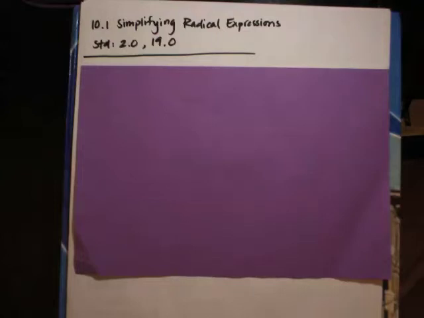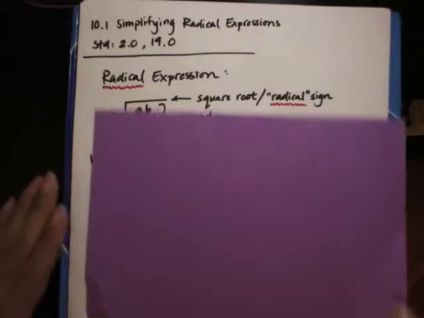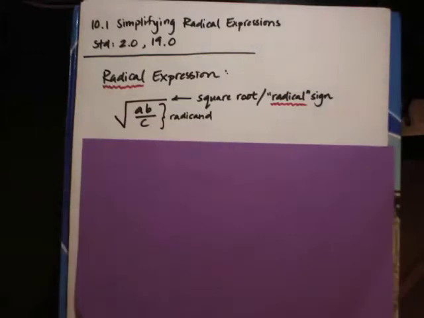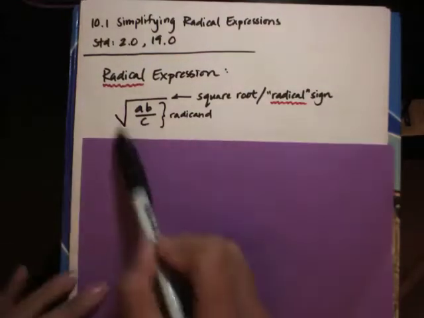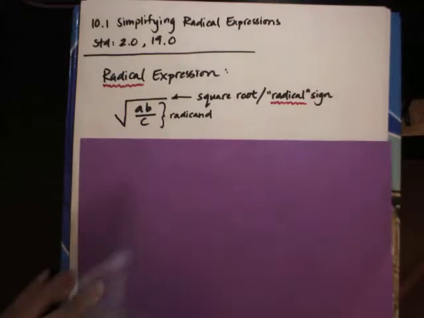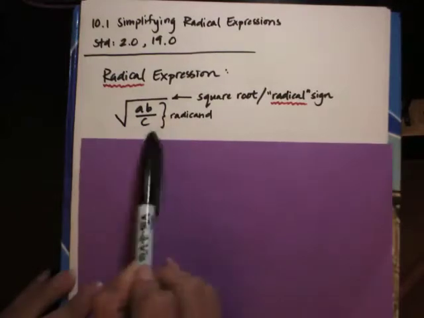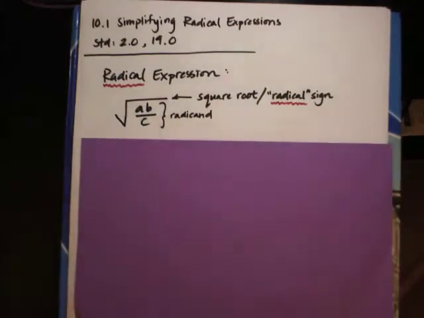Okay, today we're going to be talking about section 10-1, and we are simplifying radical expressions. Very first thing we want to discuss are the vocabulary words related to this section, and we're going to start off with radical expression. And a radical expression is just like what you see right here. There's a radical sign that incorporates an expression underneath, and the expression underneath the radical sign is called the radicand.